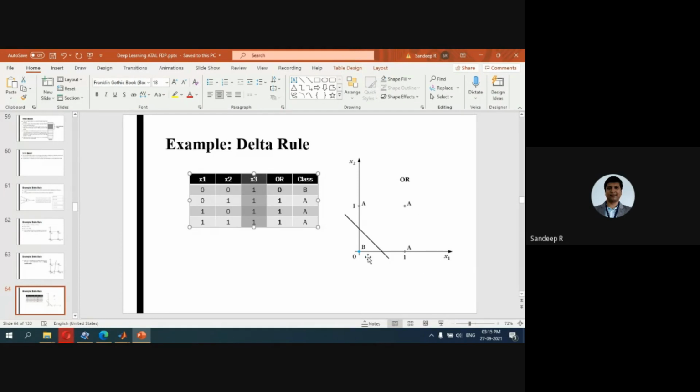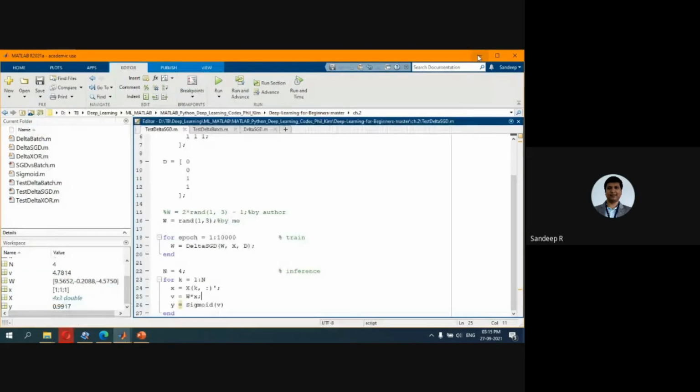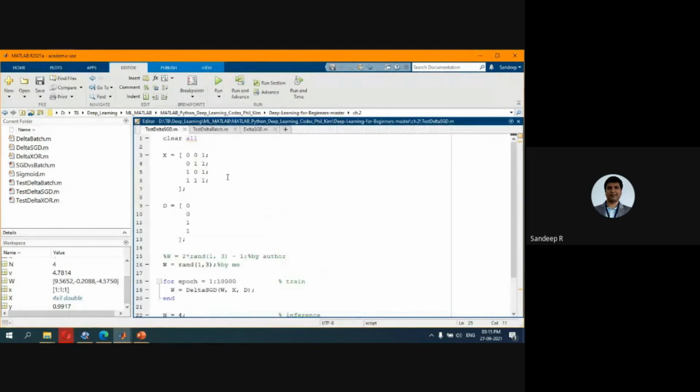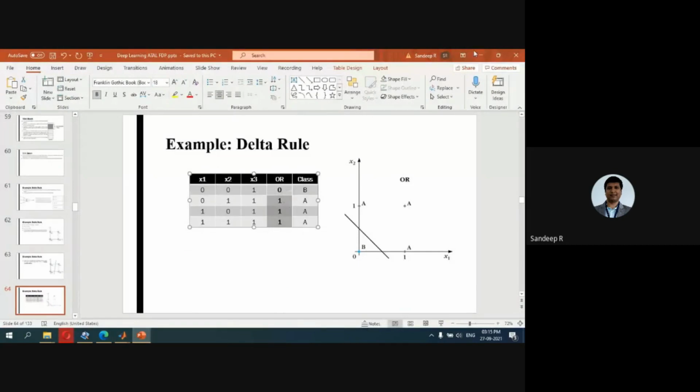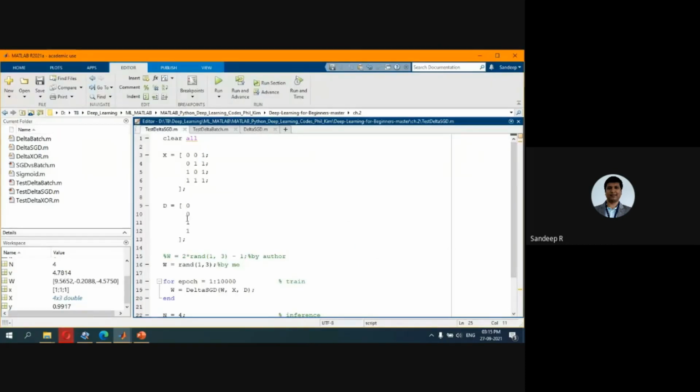So we have plotted the points 0, 0, 0, 1, 1, 0, 1, 1. Whichever belongs to 1, we are calling class A, and this is class B. We want to check whether the same neural network will now be able to solve the OR problem. So let me go back. What is the correct output now? 0 followed by 3 ones. Now let me run the stochastic gradient descent. We should get the output as 0 followed by 3 ones, very close to it.